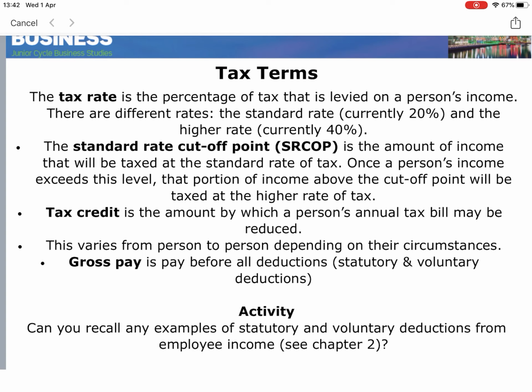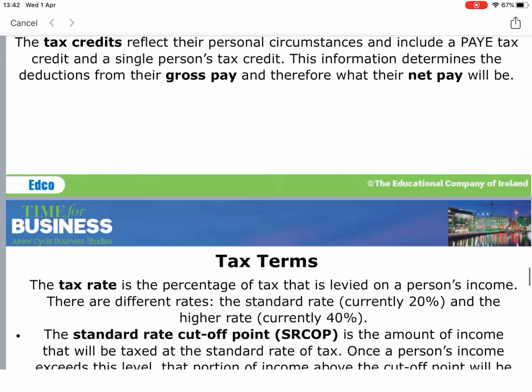So the tax rate, lads, is the percentage of tax that is levied, so basically charged, on a person's income. In Ireland, boys, there are two different rates. You've got the standard rate, which is currently at 20%, and you've got the higher rate, which is currently at 40%. Now, why are there two rates? Well, PAYE, your pay as you earn income tax, is a progressive income tax.